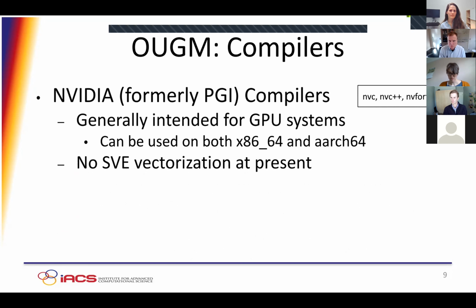I'm not going to talk about this too much. The Nvidia compilers, which used to be the PGI compilers, for those of us who have been around a long time, are available for both the architectures in Ookami. There's no vectorization support at present. I tried it yesterday with the latest version, and I didn't see any support. So I'm not going to say any more about that.